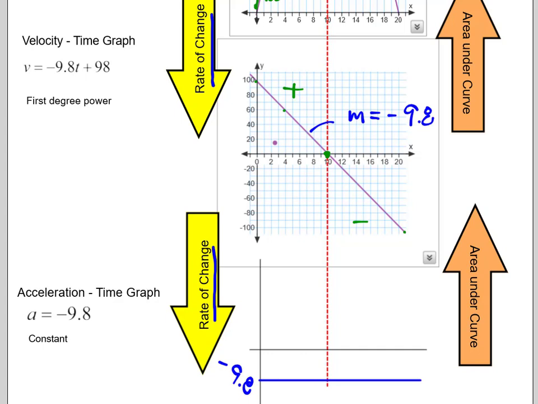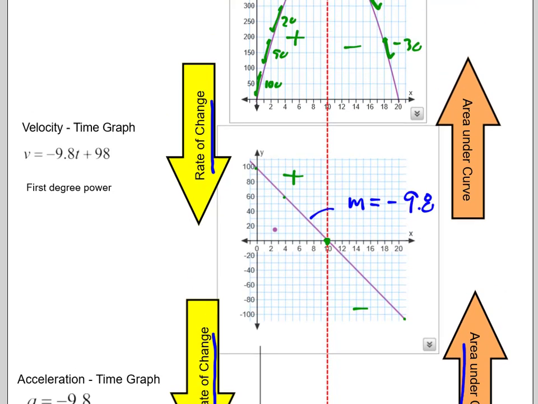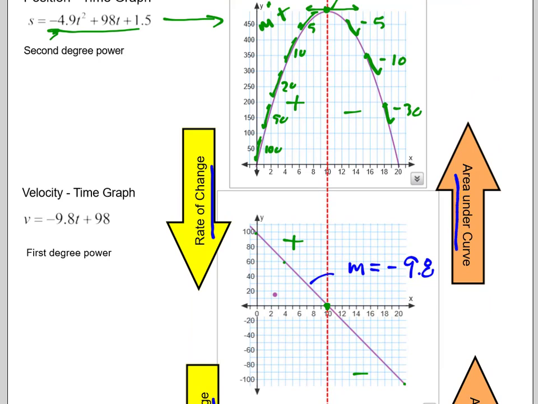If we want to move up, so if we want to move from an AT graph, acceleration graph, back to a velocity, now we're using areas. To move from a velocity time graph to a position time graph, now we're using areas. Okay, so that's how we move amongst the graphs. There are some interesting connections.